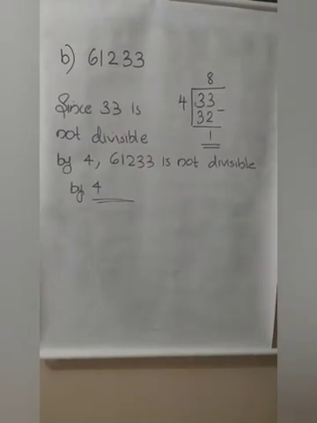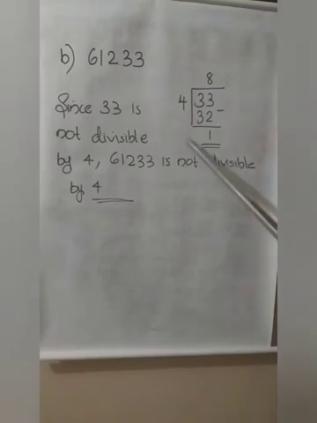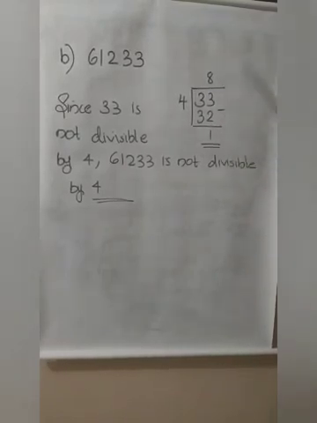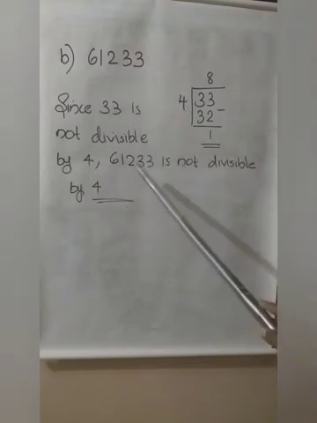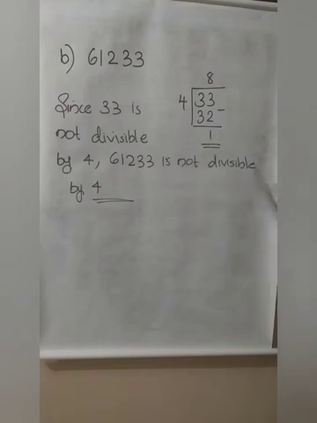Anyway, we can check this by the divisibility rule of 4. What is the divisibility rule of 4? We have to check the last 2 digits, that is 33. If 33 is divisible, then this number is divisible. Now we can check. When we check whether 33 is divisible by 4, we get a remainder 1. Isn't it? So we can say 33 is not divisible by 4. Therefore, 61,233 is not divisible by 4.